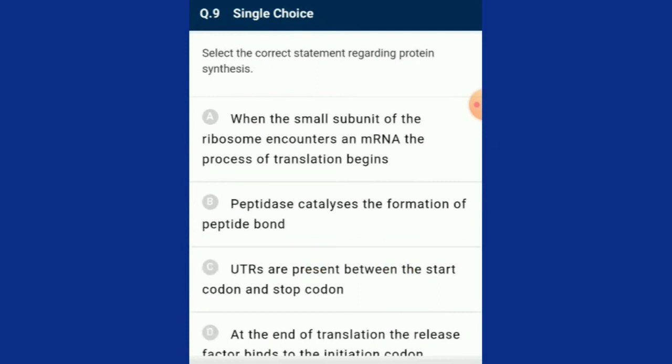Question number 9. Select the correct statement regarding protein synthesis. Protein synthesis occurs in ribosomes, therefore they are also called protein factories. Each ribosome has two unequal subunits, small and large. The larger subunit of the ribosome has a groove for pushing out the newly formed polypeptide and protecting it from cellular enzymes. The smaller subunit fits over the larger one like a cap but leaves a tunnel for mRNA. The two subunits come together only at the time of protein formation. The phenomenon is called association. Mg2+ is essential for it. So the answer for this question is option A. Option A is the correct statement regarding protein synthesis. When the small subunit of the ribosome encounters an mRNA, the process of translation begins.